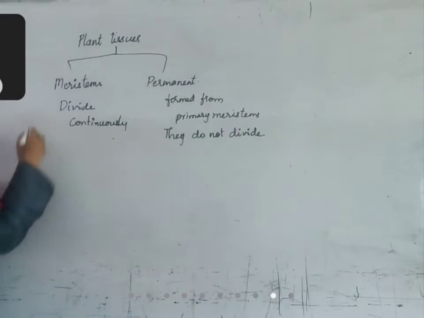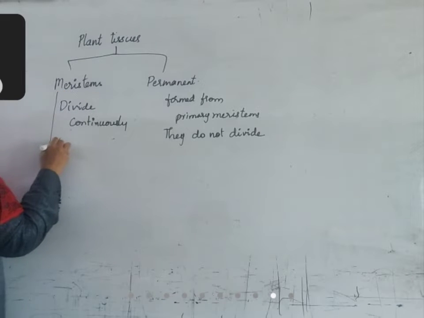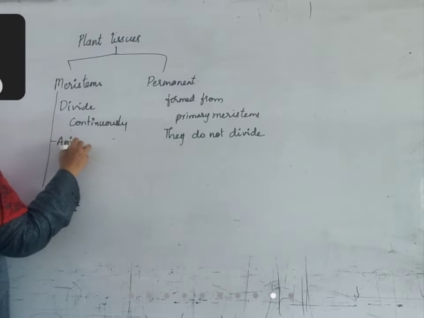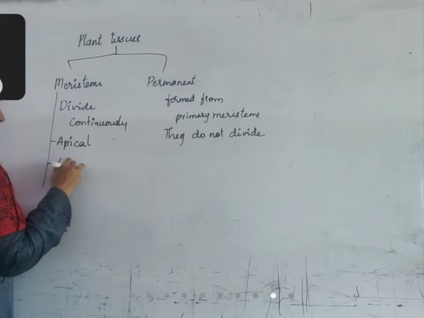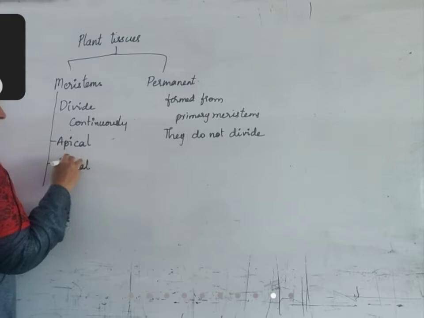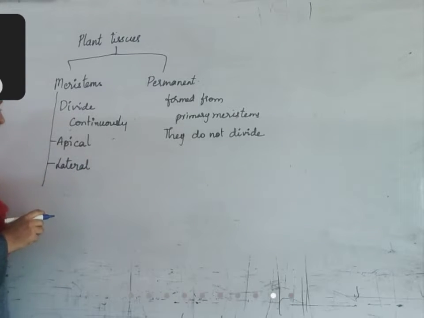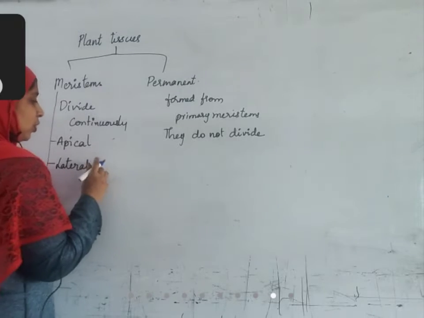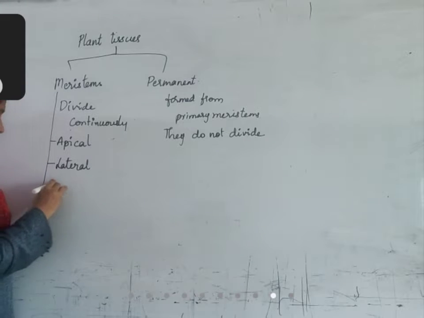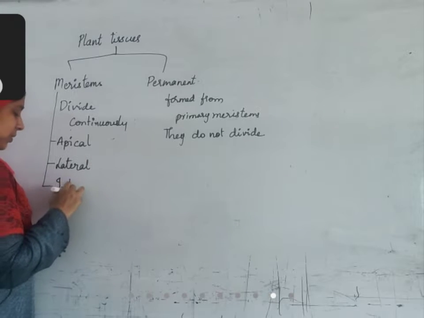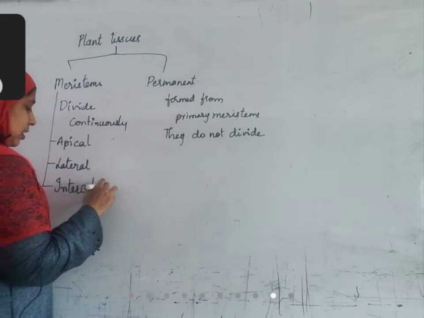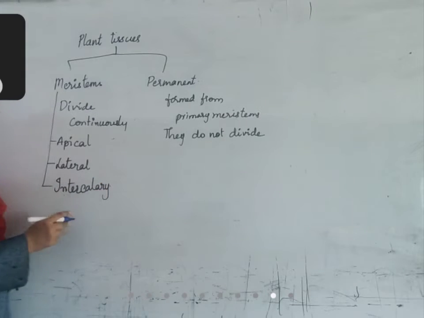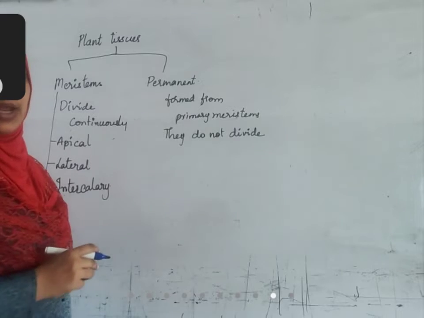I also told you that meristems are of three types. Apical meristems, present at the tip of the plant, help in growth of the plant lengthwise. Lateral meristems are present cylindrically in stem and leaf, and they help in growth of thickness of plant. Intercalary meristems are present at the axial regions, and they help in formation of branches.